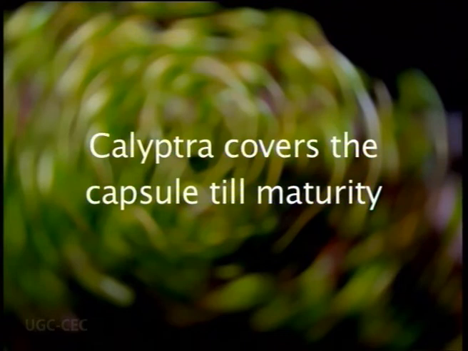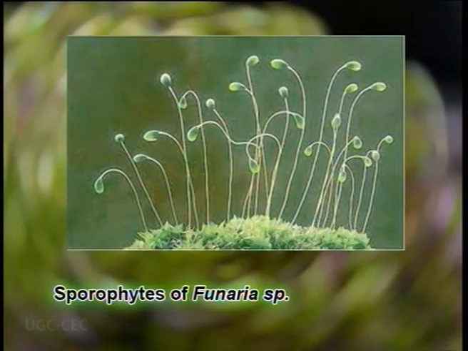The process of fertilization also stimulates cells of the venter wall and they divide to form a protective covering called calyptra. The calyptra covers the capsule till maturity. This mature sporophyte of Funaria is much more complex than that of liverworts. It is differentiated into foot, seta and capsule.